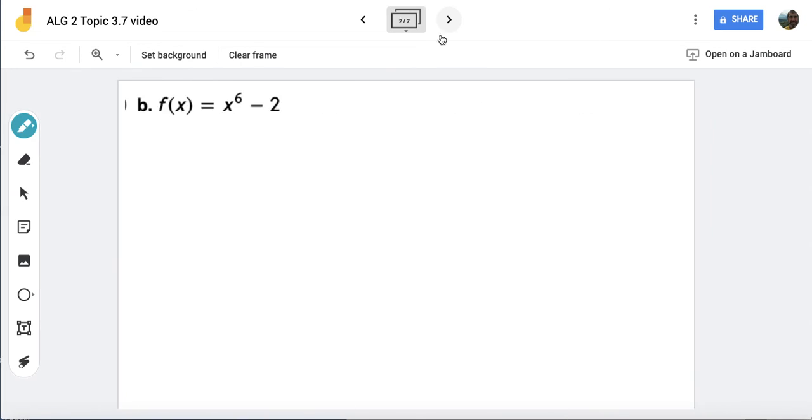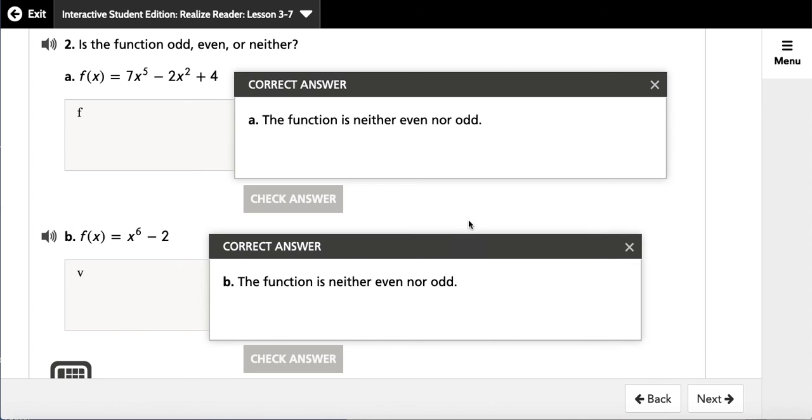The other example they gave us was this one here. If I plug in negative x into this, I get negative x to the 6th power, and that's going to come out to be x to the 6th power. And then I still have the minus 2. Hey, that's exactly the same. That's strange. It's exactly the same. That means it should be an even function. Did I misread the answer? The function is neither even nor odd. That's wrong. This is an even function. This answer key is wrong.